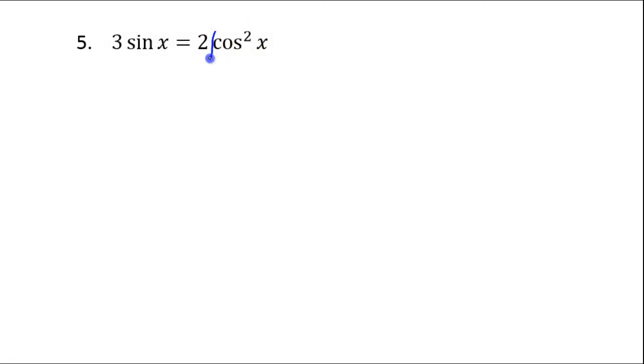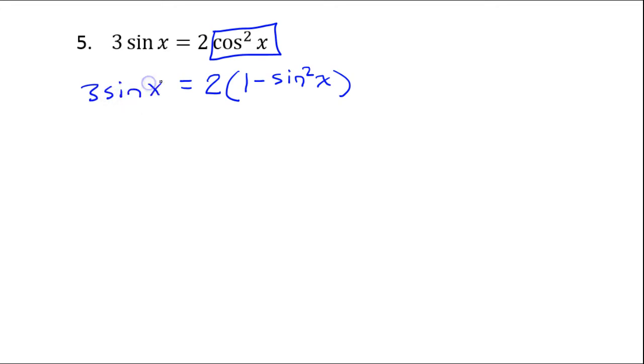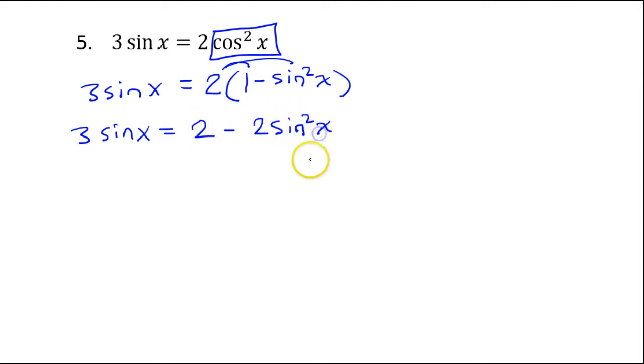So I'm going to take this cosine squared, and I'm going to replace it with 1 minus sine squared. So that means I'm going to have over here 2 times, and in parentheses I'll put 1 minus sine squared. All right, and over here, of course, I have 3 sine x. So now I have all sine instead of a mixture of sine and cosine. So I will just do the distributive property here. So that's going to give me 3 sine x is equal to 2 minus 2 sine squared x.